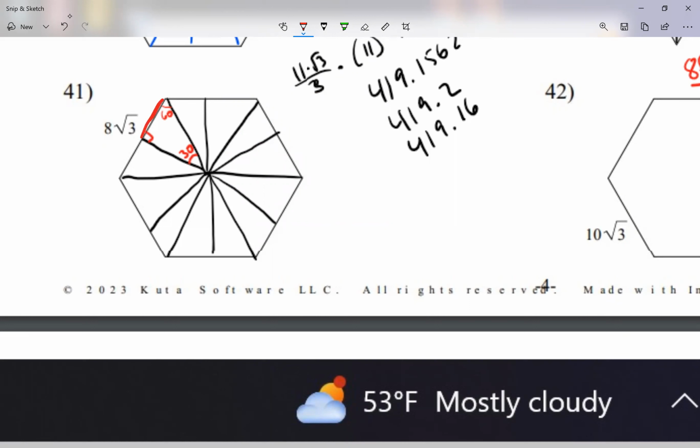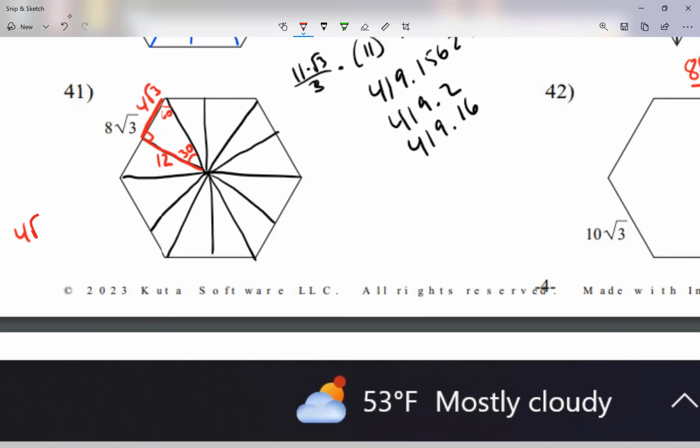And I'm going to say this side right here is 4 radical 3. Right? 8 radical 3, I cut it in half. So 4 radical 3. And I'm going to say this side right here is 12. Let me show you guys the slow motion. So 4 radical 3 times radical 3 becomes 4 times 3, which is 12. So right there, it is 12.